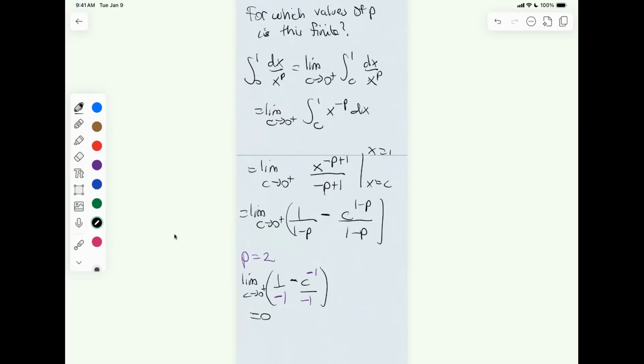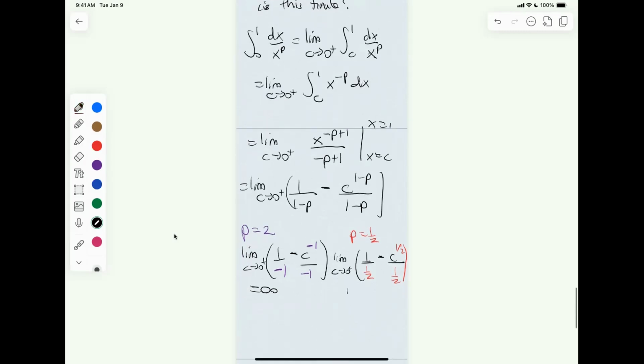So this one diverges. But for example, if you had put p equals 1/2, you would have obtained 1 over 1 minus p, which is 1 minus 1/2, so it's 1/2. And then c to the 1/2, which is root of c. The important thing here is that because this exponent is positive, it stays in the numerator. So root of c as c goes to 0 is just 0. So this one would have been finite.